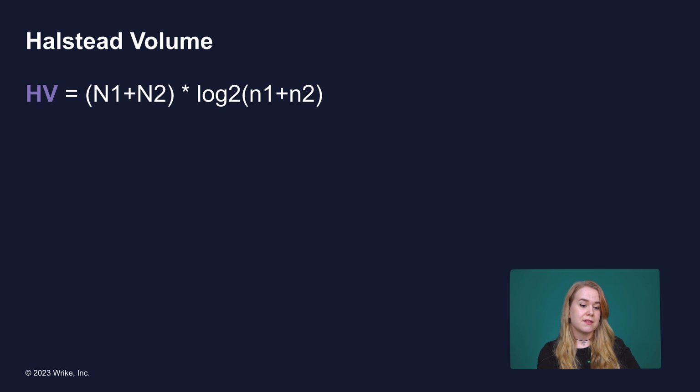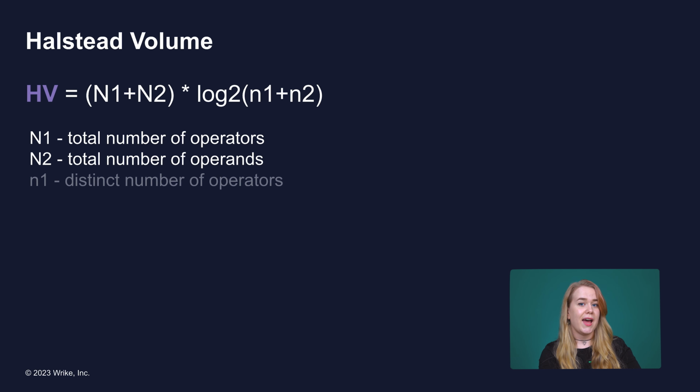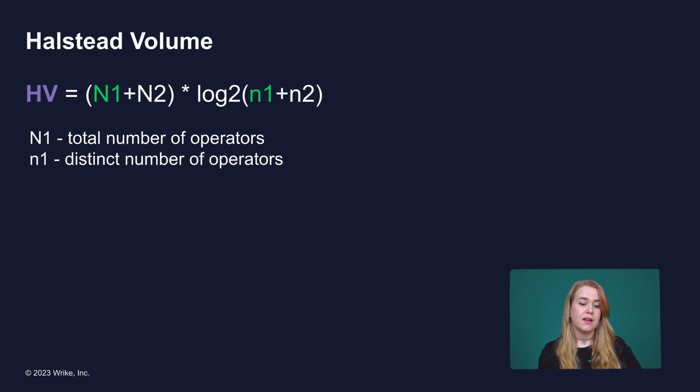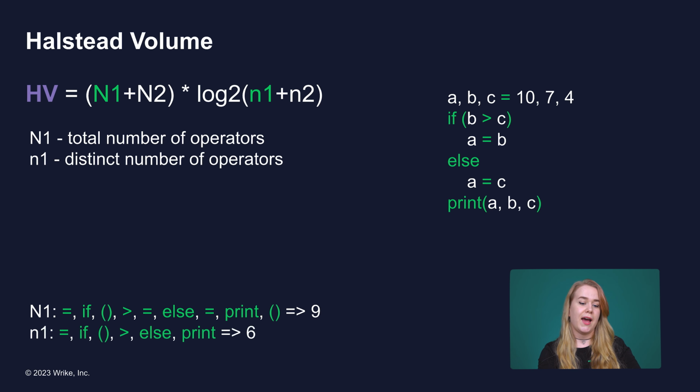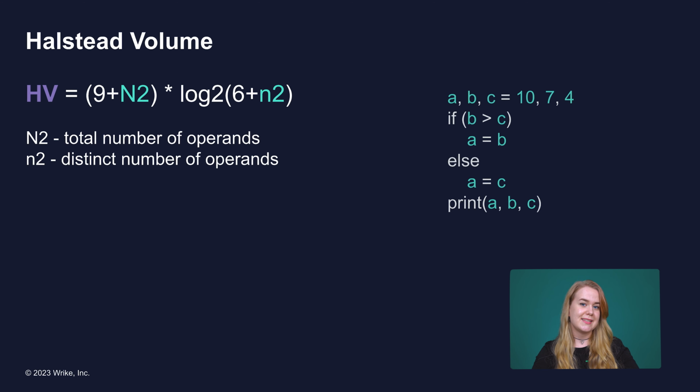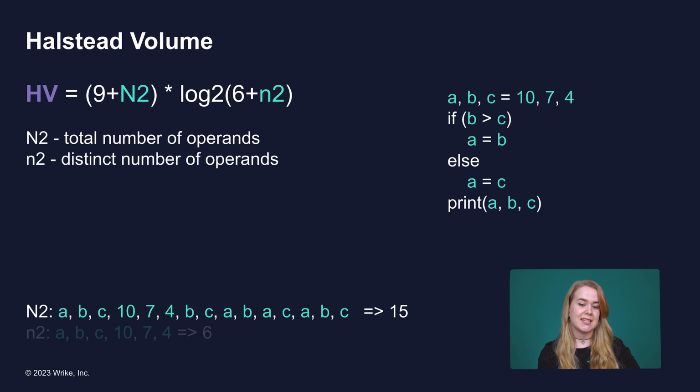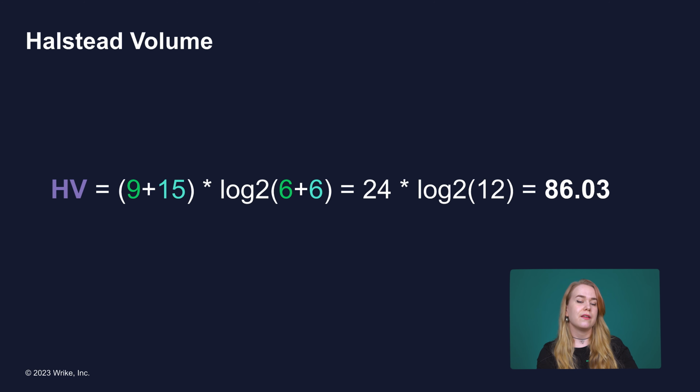So as I've said, Halstead Volume depends on the number of operators and operands, as well as the number of distinct operators and operands. So if we look at the code example that I showed you earlier, this piece of code has 9 operators, 6 of which are distinct, and it has 15 operands, 6 of which are distinct. So if we start putting the numbers into the function, we will get the Halstead Volume equal to 86.3.